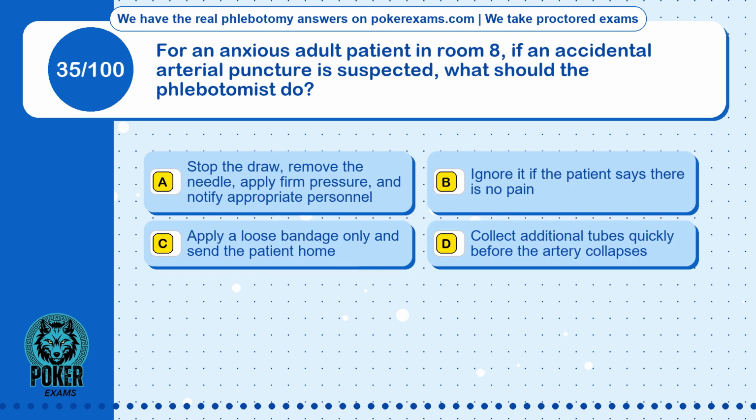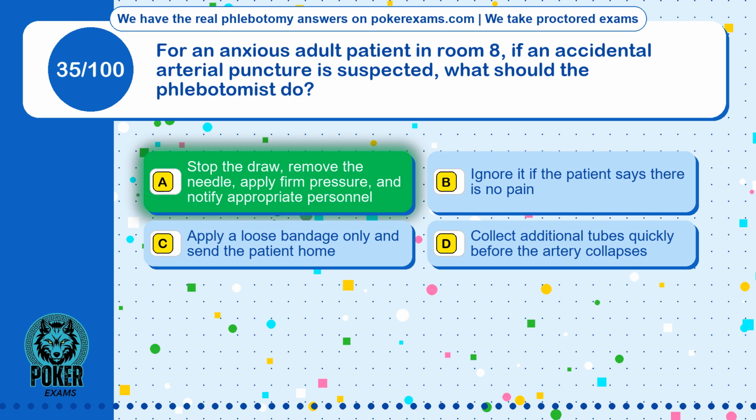Question 35. For an anxious adult patient in room 8, if an accidental arterial puncture is suspected, what should the phlebotomist do? Option A. Stop the draw, remove the needle, apply firm pressure, and notify appropriate personnel. Option B. Ignore it if the patient says there is no pain. Option C. Apply a loose bandage only and send the patient home. Option D. Collect additional tubes quickly before the artery collapses.